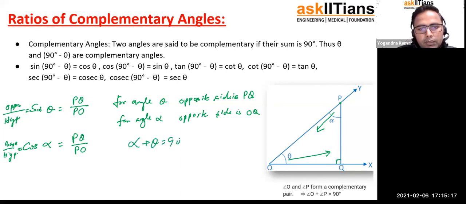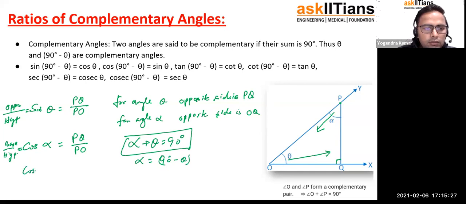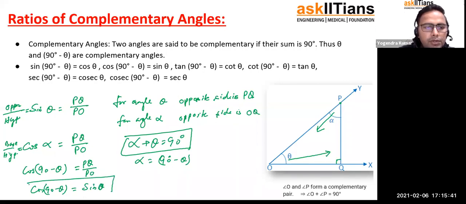Now you can see from this triangle, alpha plus theta is 90, so alpha is equal to 90 minus theta. Can I write this down? So cos of 90 minus theta is the same as PQ divided by PO, meaning cos of 90 minus theta is equal to sine theta. This is what we want to discuss: complementary angles play this role, they become equal. So cos of 90 minus theta is the same as sine theta.